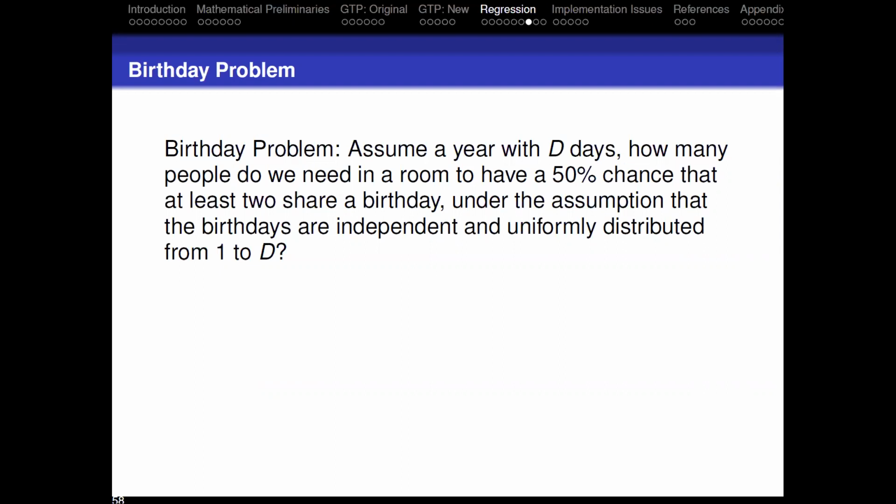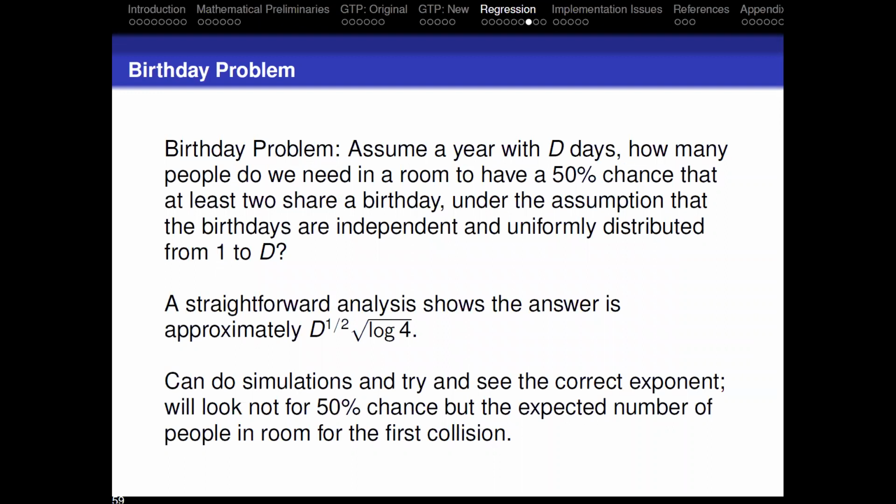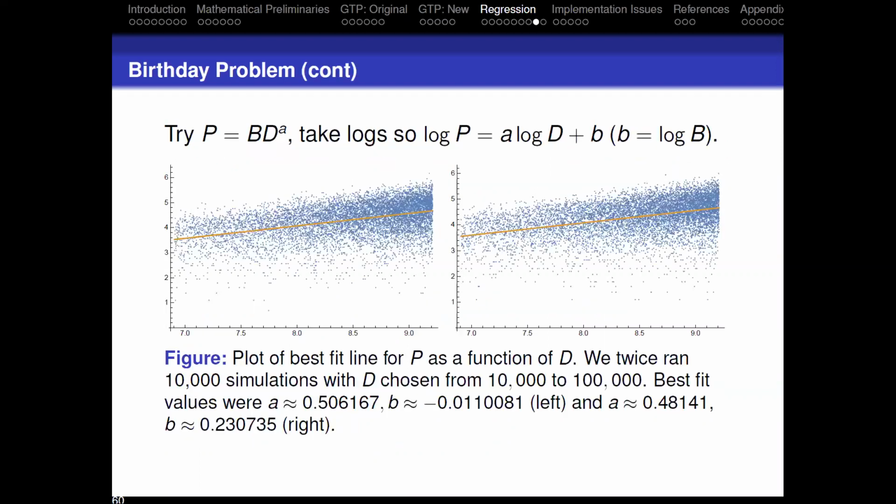It's a nice analysis using calculus and some approximations that it's about D to the 1/2, the square root of log 4. What's really important here is how it grows with the number of days in the year. It's like D to the 1/2. We could do some simulations and try to see the correct exponent. So we're going to look not for the 50% chance, but for the expected number of people in a room for the first collision, the first time two people share a birthday.